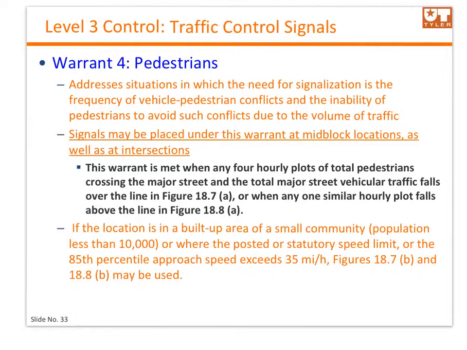This warrant is met when any 4 hourly plots of total pedestrians crossing the major street and the total major street vehicular traffic fall over the line in figure 18.7a, or when any one similar hourly plot falls above the line in figure 18.8a. We're gonna see the figures in a second, but if the location is in a small community, then we're gonna use figures 18.7b and 18.8b.